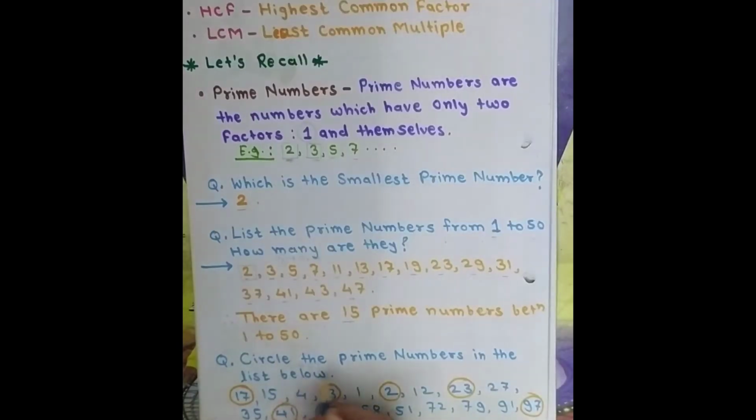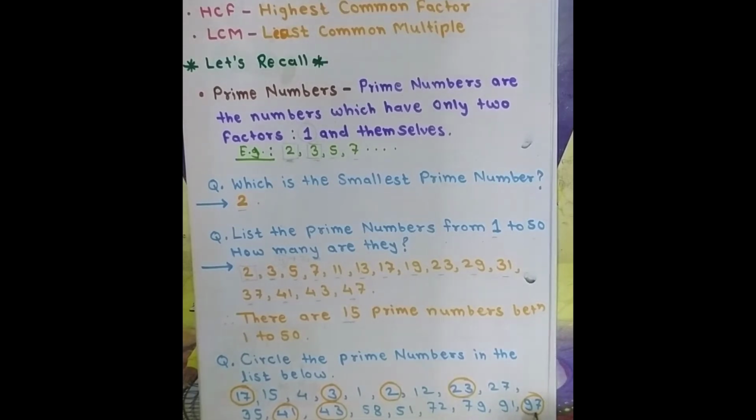Next question is, circle the prime numbers in the list below. This is the list given, and in that we want to show which are the prime numbers. So 17 is a prime number, 15 is not a prime number because 15 comes in 5's table and 3's table also. Therefore 15 is not. 4 is also not a prime number. Then 3 is a prime number, 2 is a prime number, 23 is a prime number, 41 is a prime number, 43 is a prime number, and 97 is a prime number.